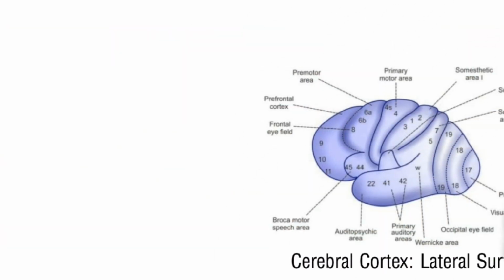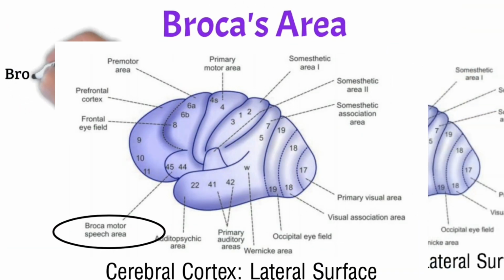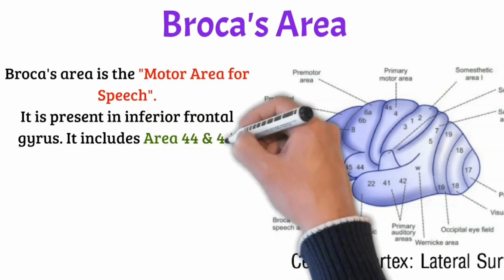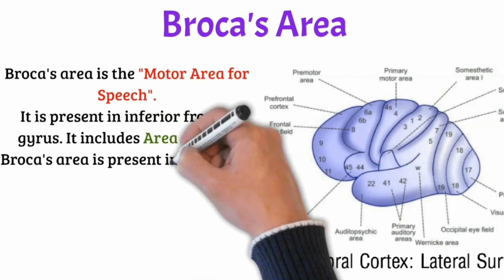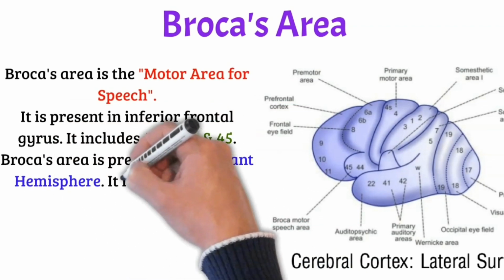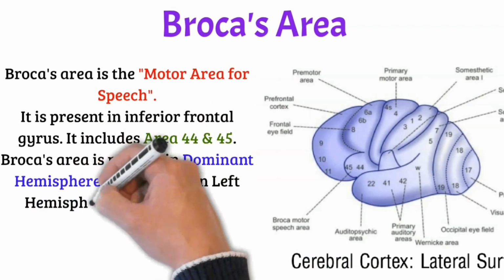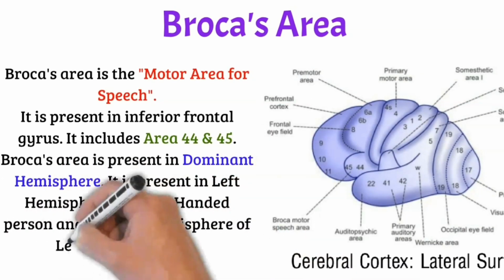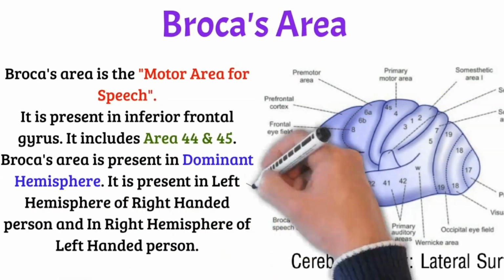Now the Broca's area. So Broca's area is the motor area for the speech. It is present in the inferior frontal gyrus. It includes area 44 and 45. Broca's area is present in dominant hemisphere, that is, it is present in left hemisphere of right-handed persons and in right hemisphere of left-handed persons.